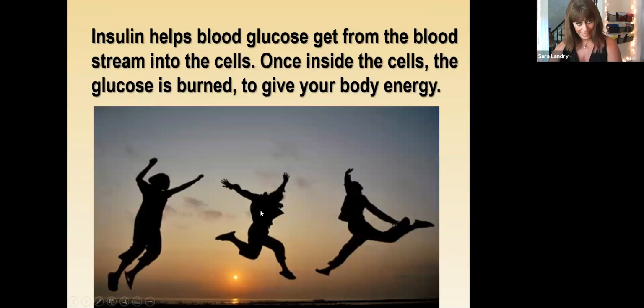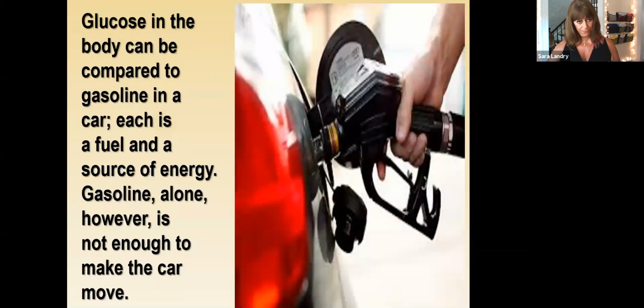And insulin helps blood glucose get from the bloodstream into the cells. Once the glucose gets in the cells, the glucose is burned and it gives your body energy. So that's the really important job of insulin. It gets glucose out of your blood and into your cells.